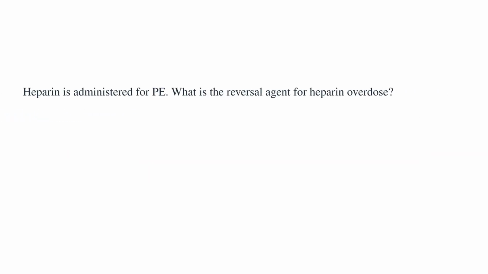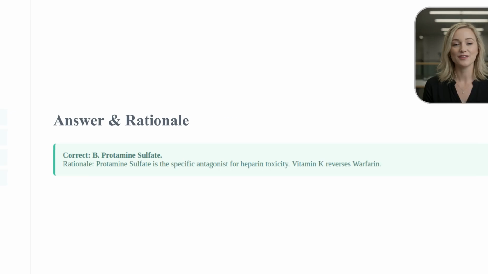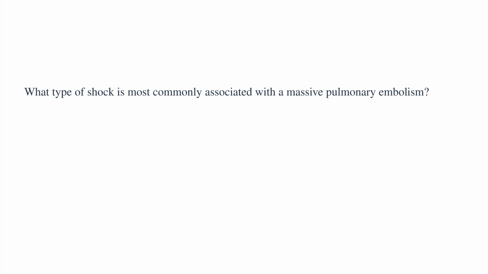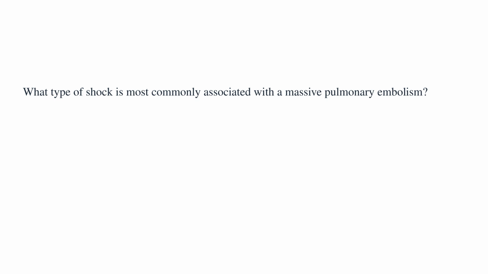Heparin is administered for PE. What is the reversal agent for heparin overdose? Vitamin K, protamine sulfate, flumazenil, or calcium gluconate? The reversal agent is B, protamine sulfate, which is the specific antagonist for heparin toxicity. Vitamin K reverses warfarin.